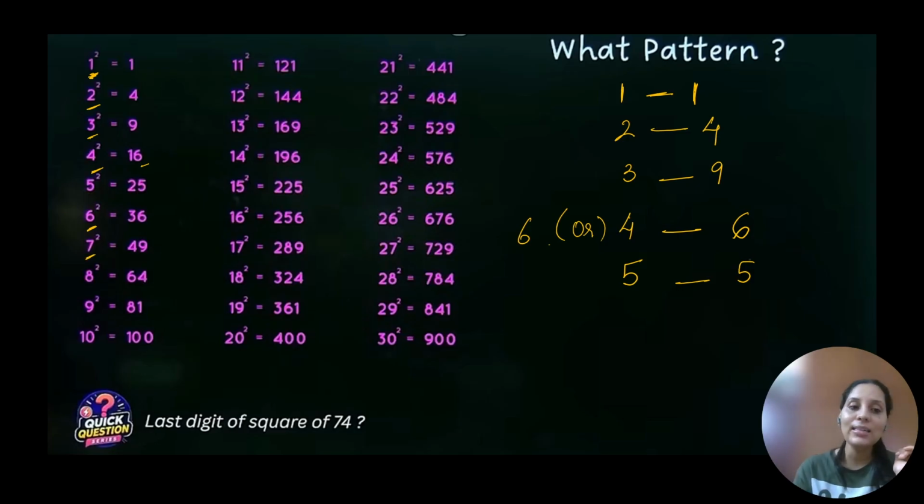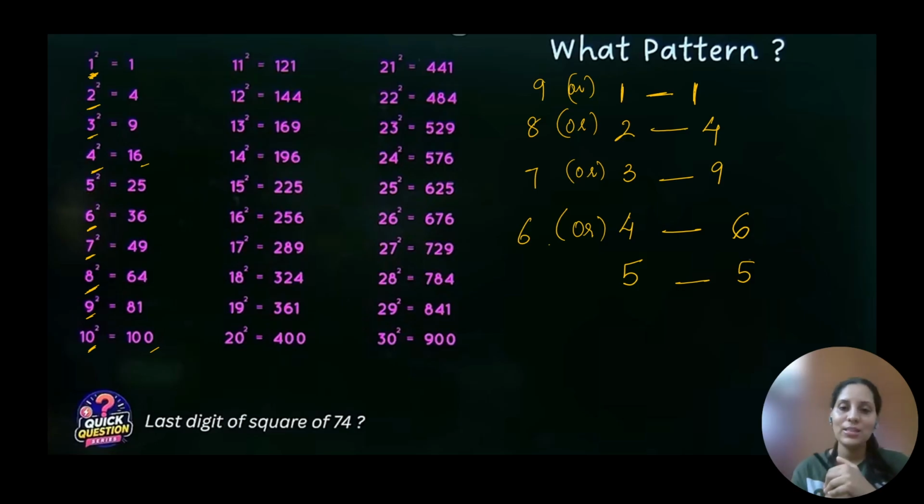Now, number ending in 7, the square ends in 9. So, when the number ends in 3 or 7, its square ends in 9. Now, number ending in 8, the square ends in 4. Number ending in 9, the square ends in 1. And if the number is ending in 0, definitely you will have 0.